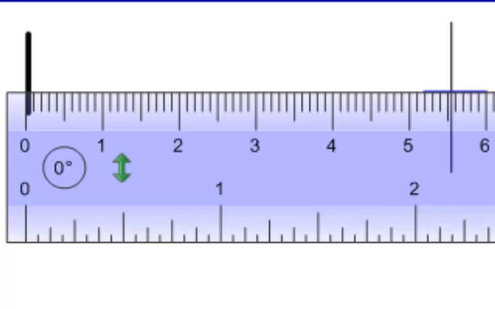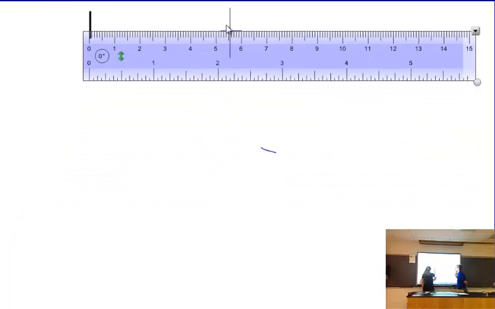So how would you write this measurement down? Well, I know the 5. Definitely know the 5, right? Put a point there. I definitely know this number. And just guessing, I'm going to say 4. Okay. I'm not sure, but close enough, I guess. It's not quite to half.